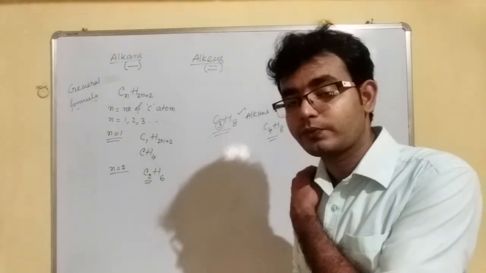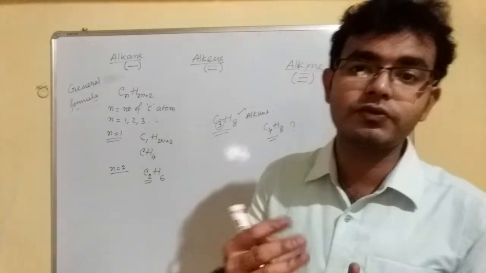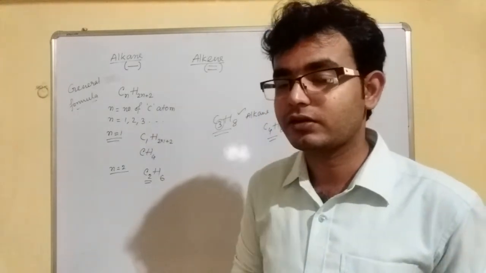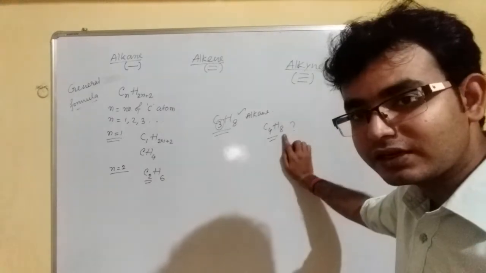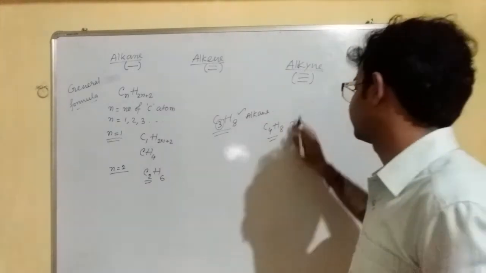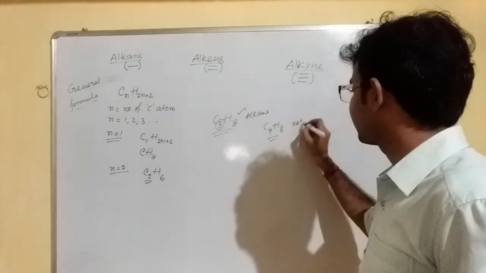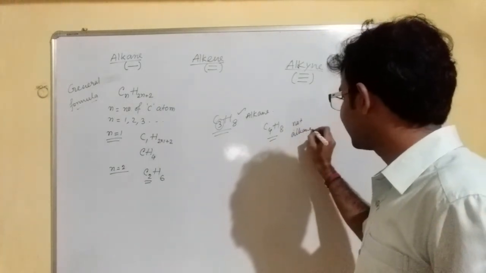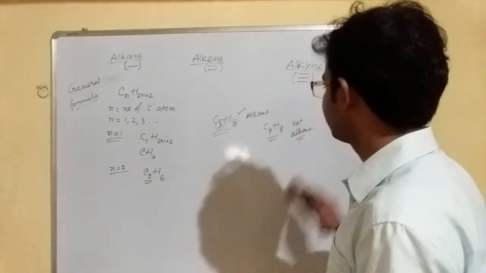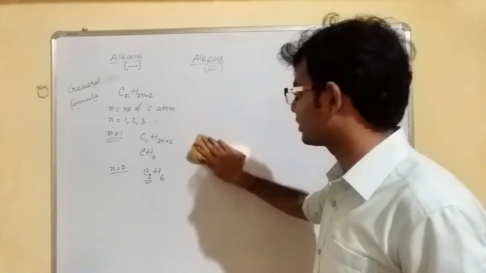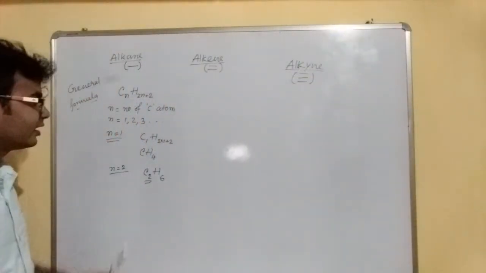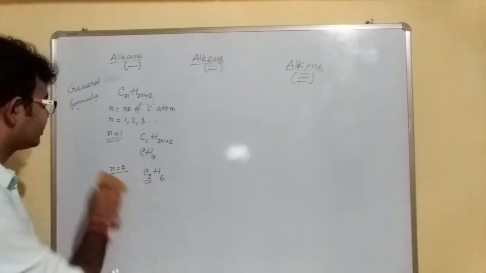Number of carbon 4, double it, 8, add 2, 10. Does it contain 10 hydrogen? No. So this one is not an alkane. ये alkane नहीं है, clear? By this process you can easily identify whether the given compound is alkane or alkene. मतलब alkane को ऐसे आइडेंटिफाई कर लेंगे, समझ में आ गया?